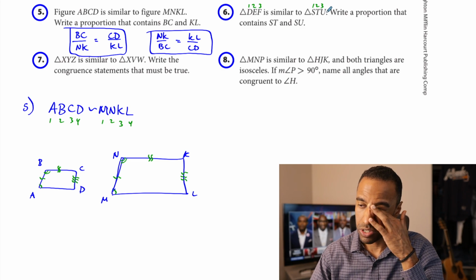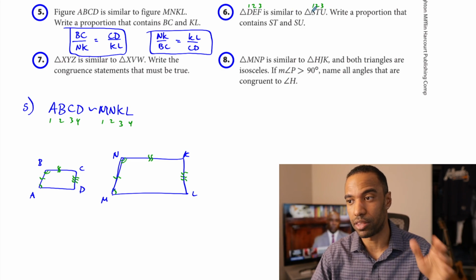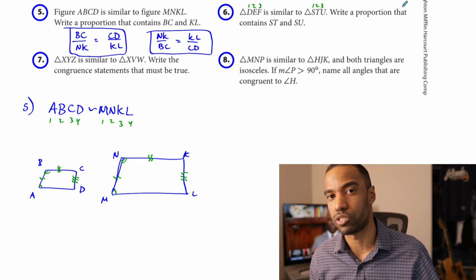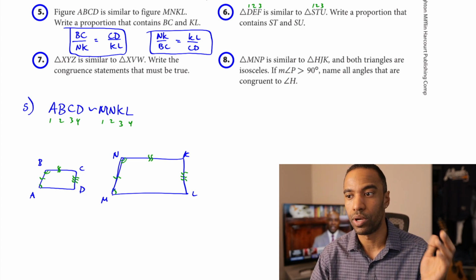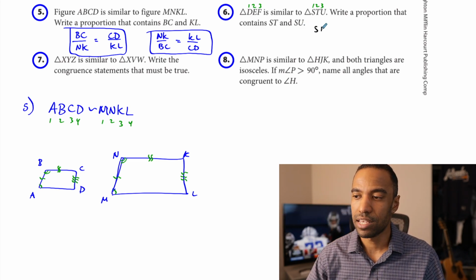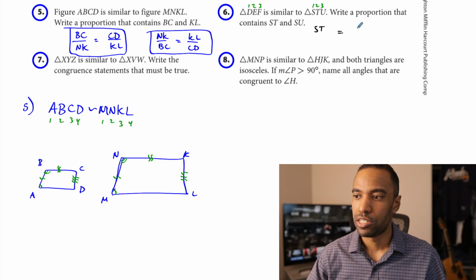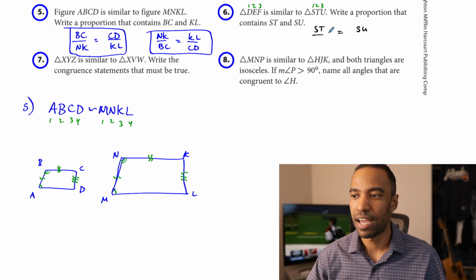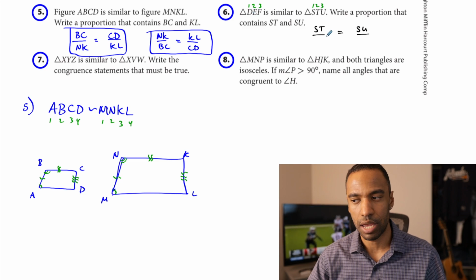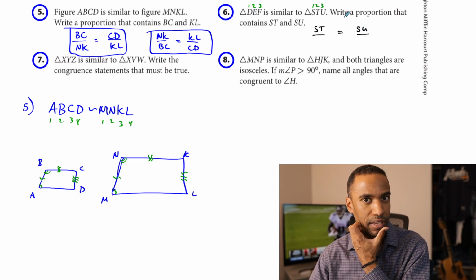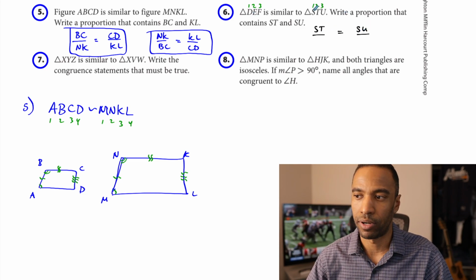Okay, this one's a little bit interesting because this time ST and SU are part of the same shape, so we've got to find the other parts that correspond to ST and SU in those respects. So ST doesn't equal SU, but when I divide ST by something in this other shape, it's going to be equal to dividing SU by something in that other shape. And it's really straightforward, guys.